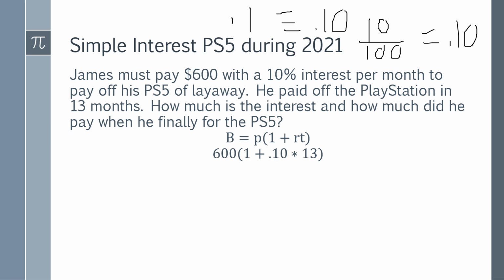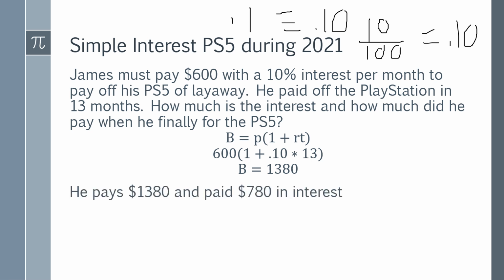So that's cool. So let's move on. So we multiply together. You realize he paid in total $1,380. That's how much he paid. But when we subtract it, he paid $780 in interest. And this happened all over.